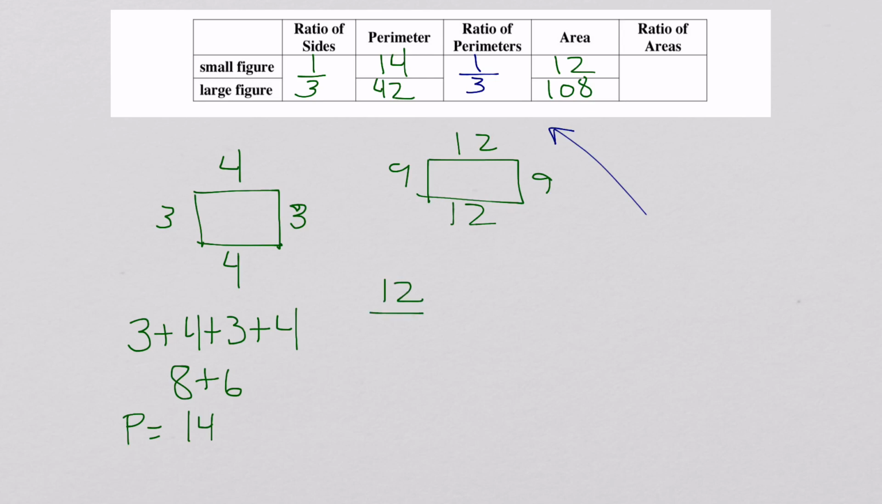12 divided by 108 equals, let's simplify. Divide both of them by 2. We get 6 over 56. Or I'm sorry, 54. We can simplify further by dividing by 2. And we get 3 over 27.